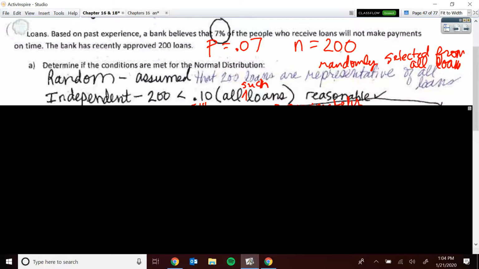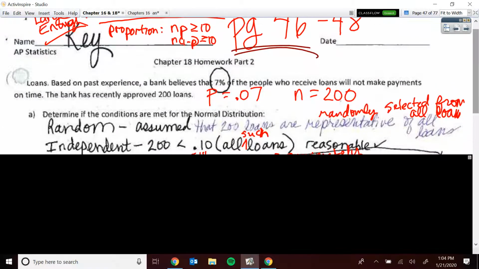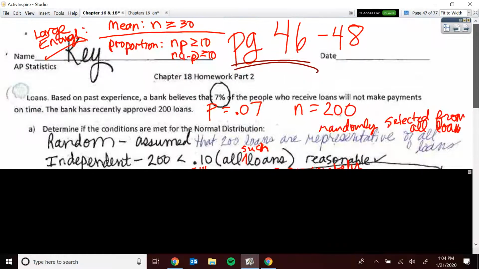Large enough is tricky because it all depends on mean or proportion. The large enough has a certain rule for mean problems and a certain rule for proportion problems, and I've written it up here at the top. For means it's 30: the sample size has to be greater than or equal to 30. For proportions it's 10: the successes are at least 10 and the failures are at least 10. And you show these maths.